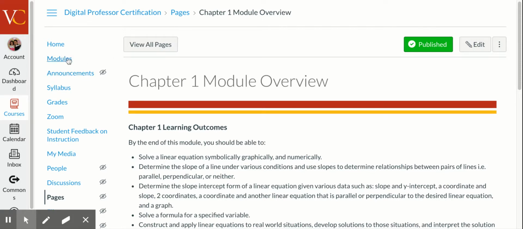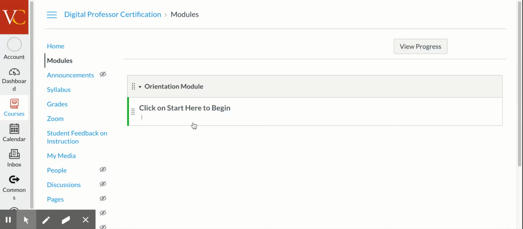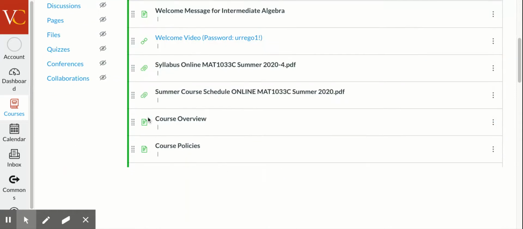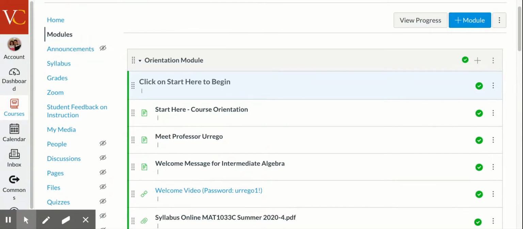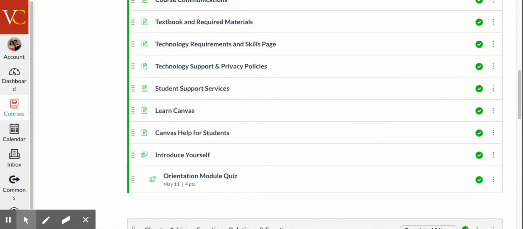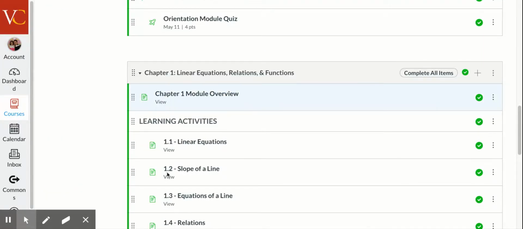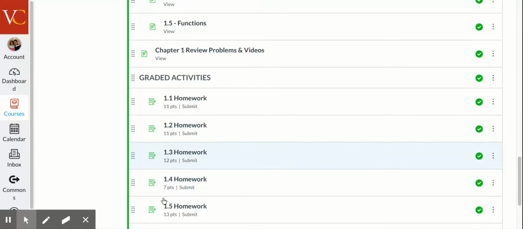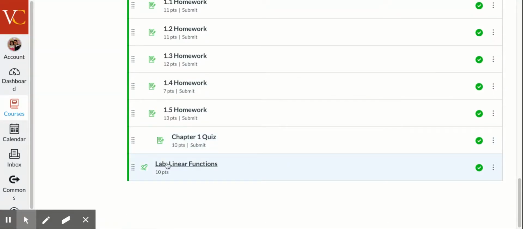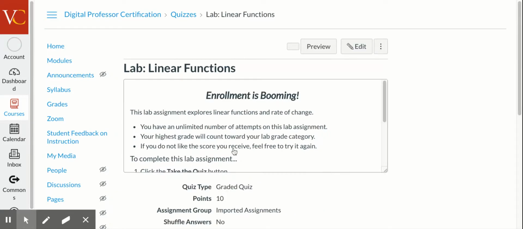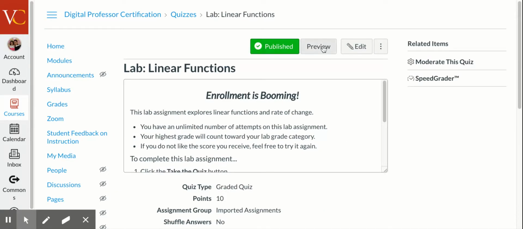I also explain to my students that if they want to see the modules, which is basically all the content for the chapter, they can hit Modules on the left side. They can scroll down after our orientation module and get to chapter 1. And here they have the whole chapter organized. And like I said before, at the end, they'll have a lab, Linear Functions, which is our first chapter. And that's our connection to real life for this chapter. Right now, I'm going to preview this so I can show you real quick what this lab is about.